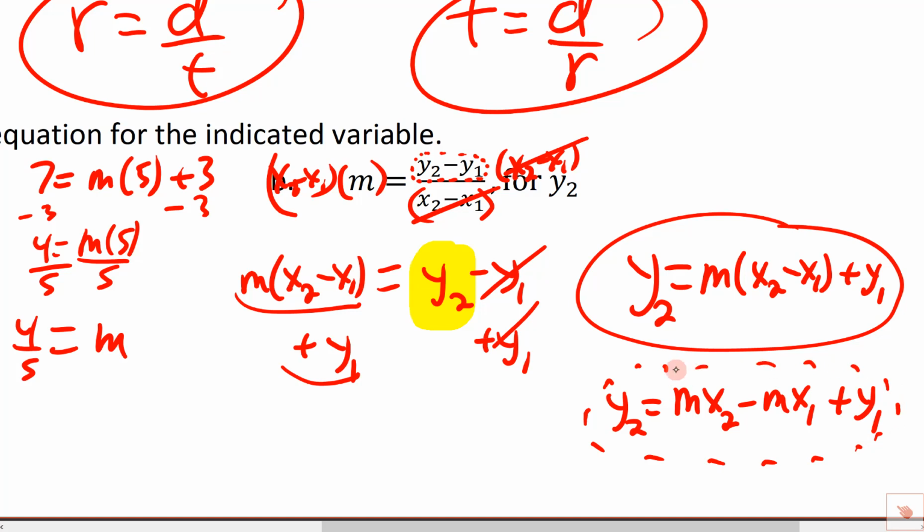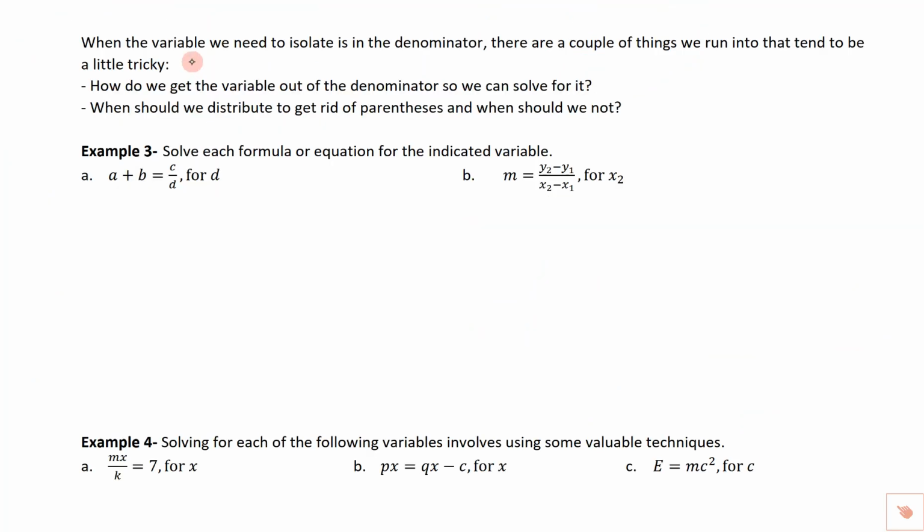Okay, let's go ahead and take a look at the second page. One thing that's really tricky about solving formulas or literal equations is when the variable is in the denominator. If we have to isolate that variable and it's in the bottom, there's a couple of things that we run into that can be kind of tricky. The first one is, how do we get the variable out of the denominator so we can solve for it? We really don't want to solve for something that's on the bottom.